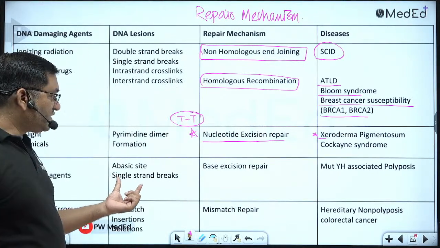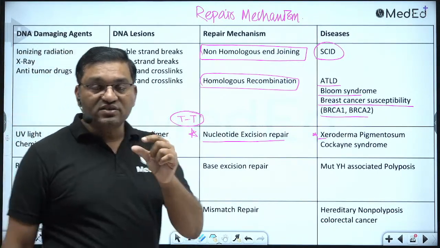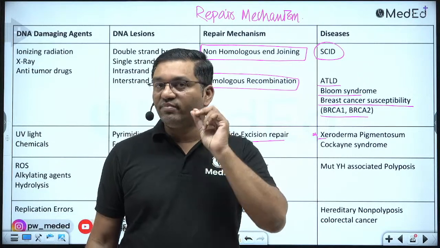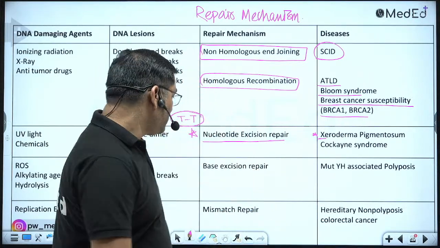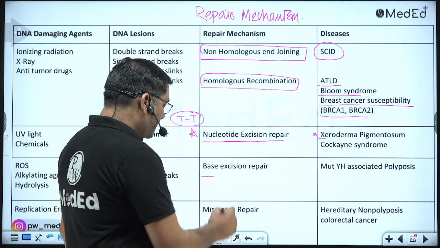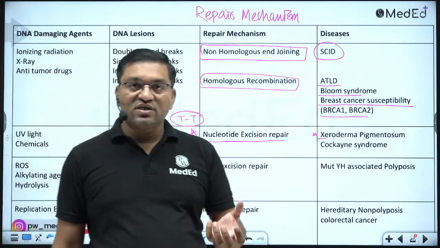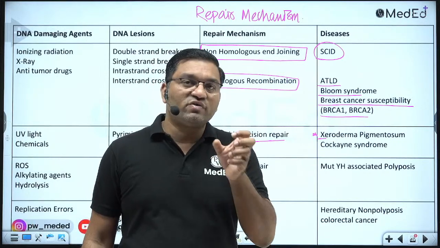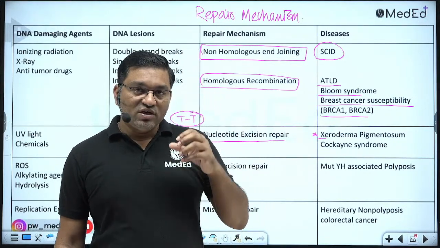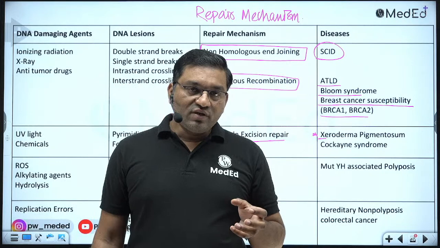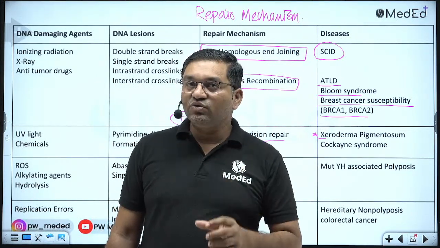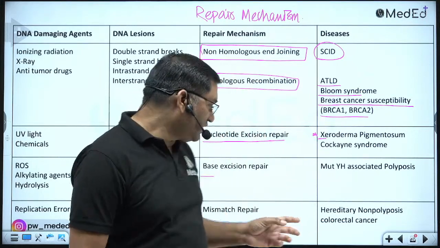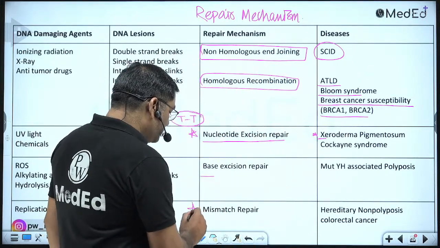Then abasic sites, when only the nitrogen base is damaged, and there is creation of an abasic site, it is repaired by the base excision repair. And when there is mismatch, means incorrect base is added, according to the Watson and Crick base pairing, against the adenine there is thymine, and against the guanine there is cytosine. If incorrect base is added, it is repaired by the mismatch repair. So this is again important.